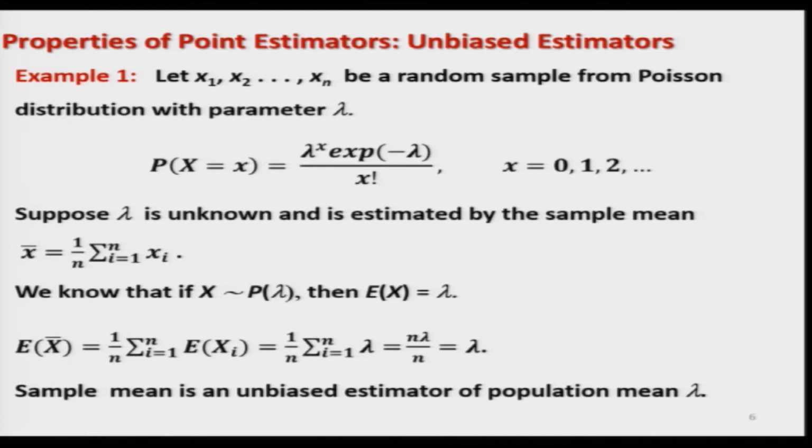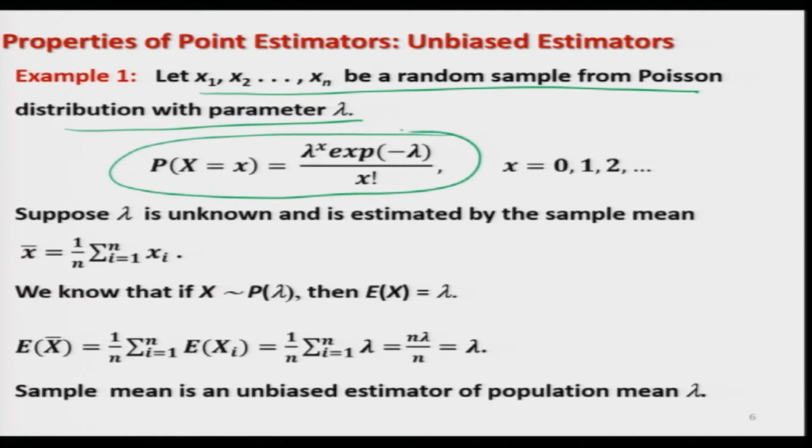Okay. So, suppose let me take the first example where we say let x1, x2, ..., xn be a random sample from a Poisson distribution with parameter lambda. So, we know the probability mass function of Poisson is given by lambda to the power x, exponential of minus lambda, divided by factorial x, and the range of x is the value 0, 1, 2 up to infinity. Now, you want to know the value of parameter lambda, that is unknown to us, and suppose we propose that we estimate the value of lambda by the sample arithmetic mean.